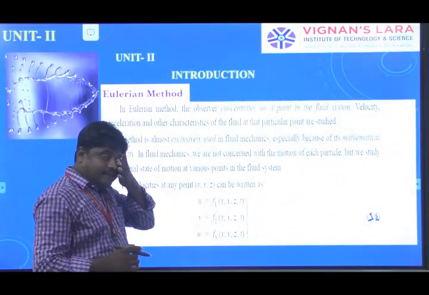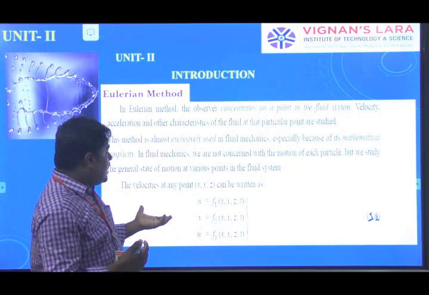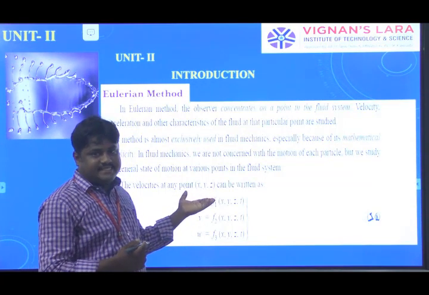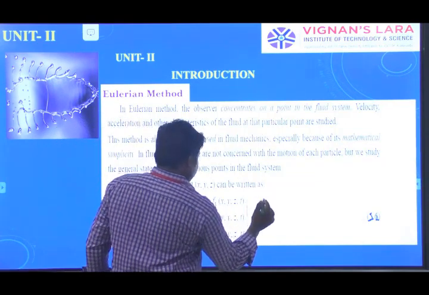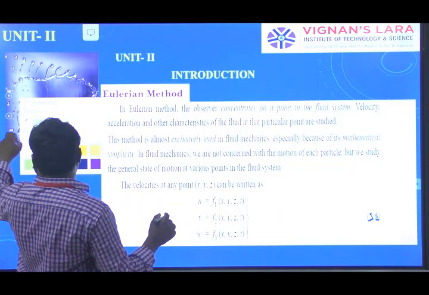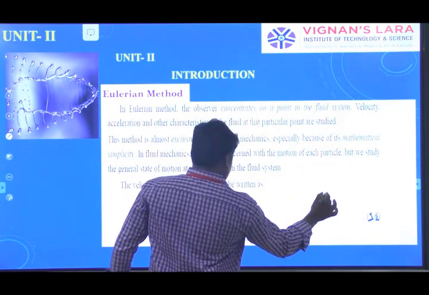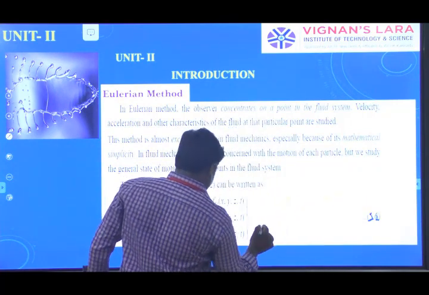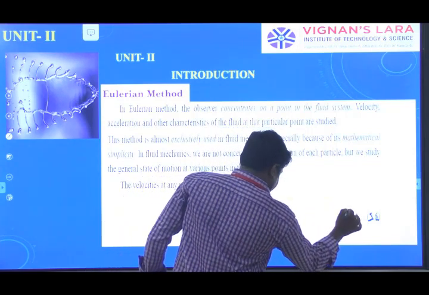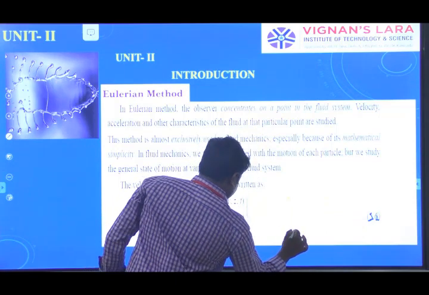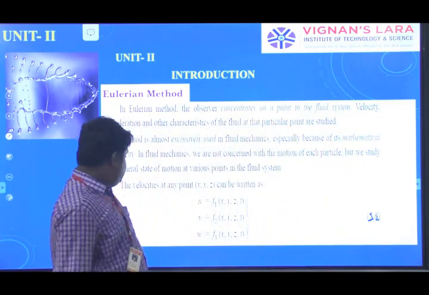And this is the second one. The second part is the Eulerian method. In this method also we are discussing only the x, y, z directions as functions of u, v, w with respect to t. So that's why we have written u equal to function 1 of x, y, z, t, and v equal to function 2 of x, y, z, t. Then w equal to function 3 of x, y, z, t. This is the thing.